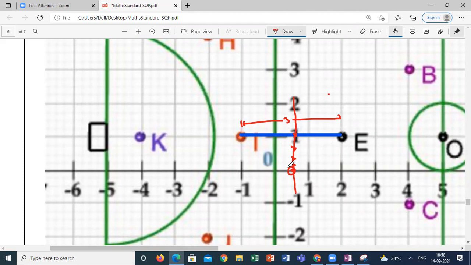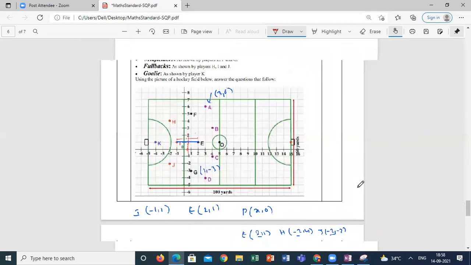Understood, ma'am? Why can't we take a 1:1 ratio? If he is saying the point lies on the line joining I and E, then you can use the 1:1 ratio. Okay.